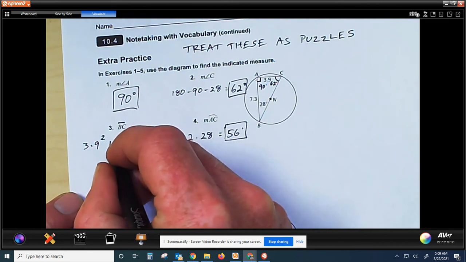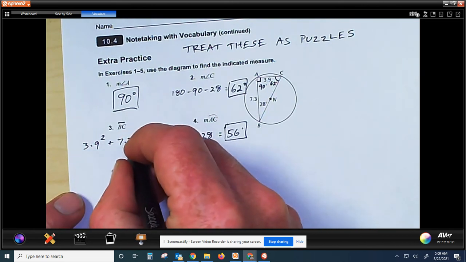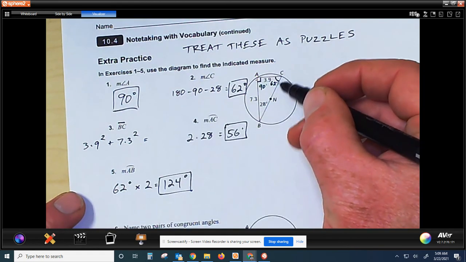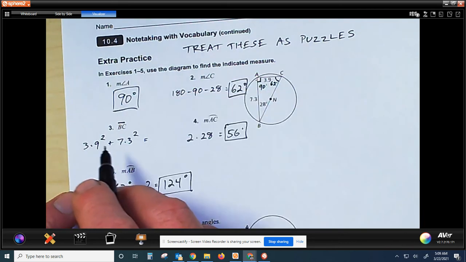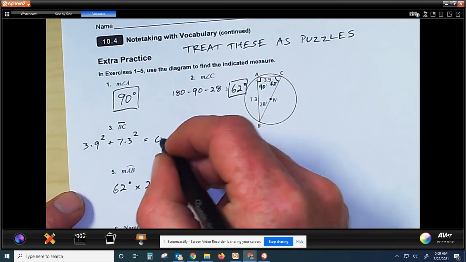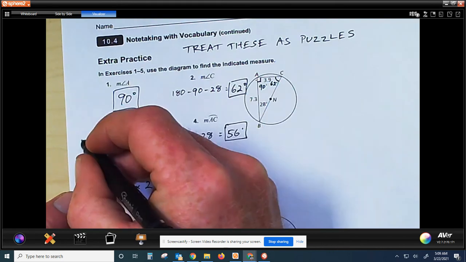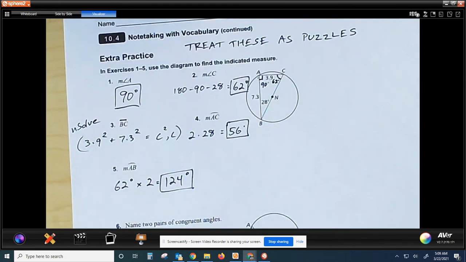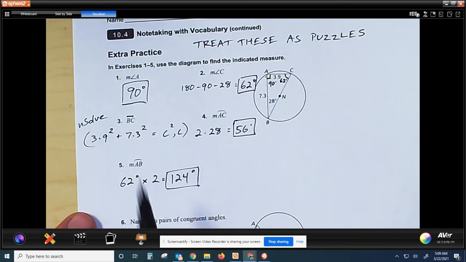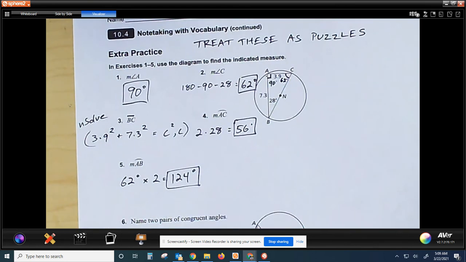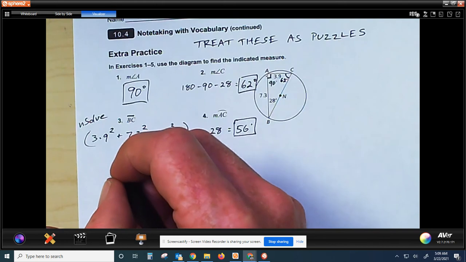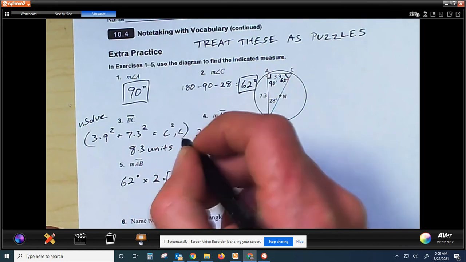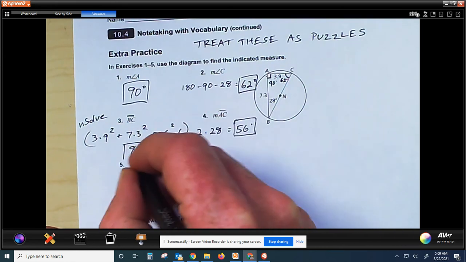3.9 squared plus 7.3 squared is equal to my diameter. If I used a squared plus b squared equals c squared, I could just use that variable, c. And as Ms. Sitek pointed out, INSOLVE handles these very well, and you don't get too tripped up on the squared terms doing algebra. I think this comes to 8.3, in units of length, if you'd like to check that math for yourself.